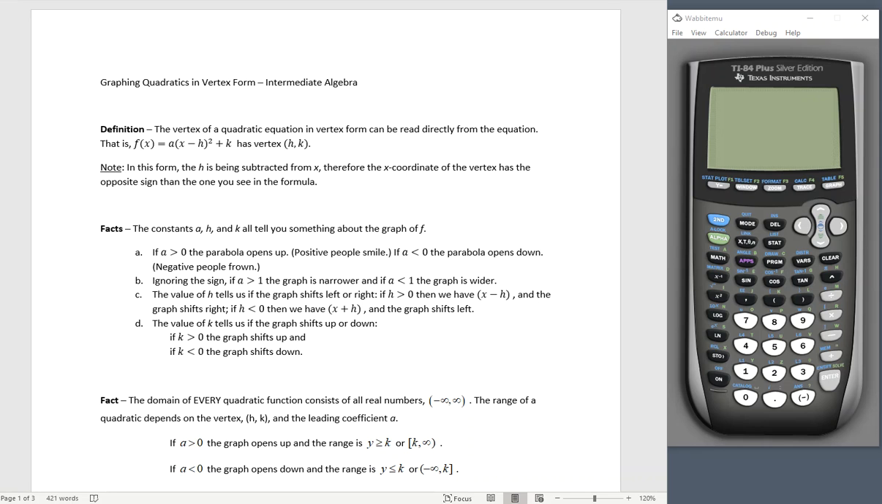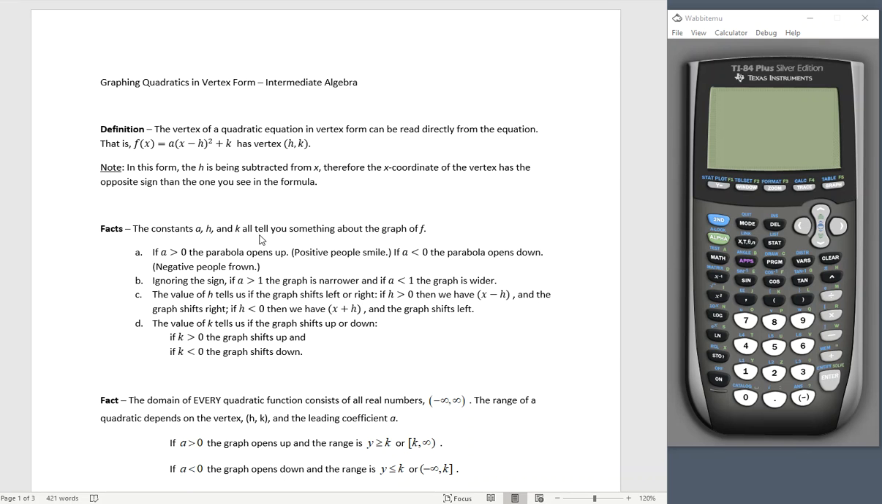Okay, here we go. Definition: the vertex of a quadratic equation in vertex form can be read directly from the equation, and that's why we call it the vertex form. So if f of x equals a times (x minus h) squared plus k, then the vertex is at the point (h, k). Notice that in this form, the h is being subtracted from x. Therefore, the x-coordinate of the vertex has the opposite sign of whatever you see in the formula. The k on the outside, we just use the sign of whatever k has.